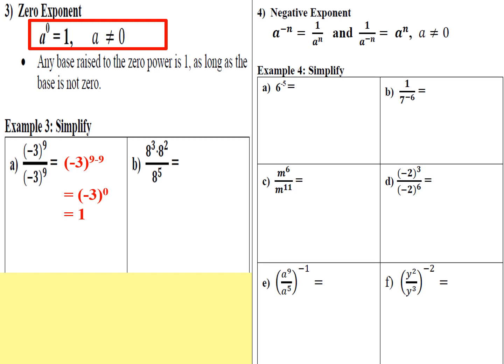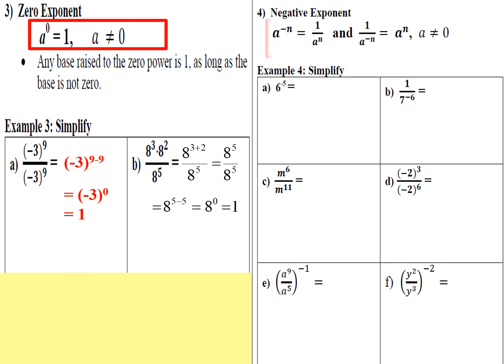Letter B, 8 to the 3 times 8 to the 2 divided by 8 to the 5 is 8 to the 3 plus 2 divided by 8 to the 5 equals 8 to the 5 divided by 8 to the 5, or 8 to the 0, which is equal to 1.